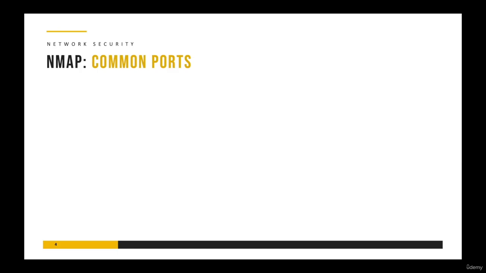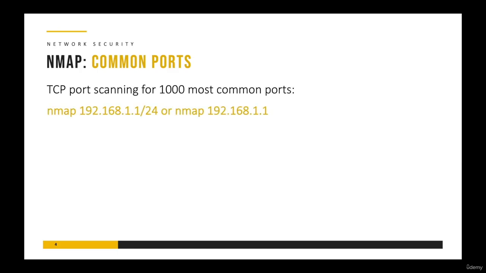So let's have a look at some of the commands used for port scanning. First of all, we'll see how we can scan 1000 common TCP ports. The command used is Nmap, and then you can specify the range of IP addresses using the mask. So for example, this says 192.168.1.1 and then the mask 24. All of this range of IP addresses would be scanned. Alternately, you can specify a single IP address, in which case the 1000 ports would be scanned for this system only, whereas in this case, the common 1000 ports would be scanned for this range of IP addresses.